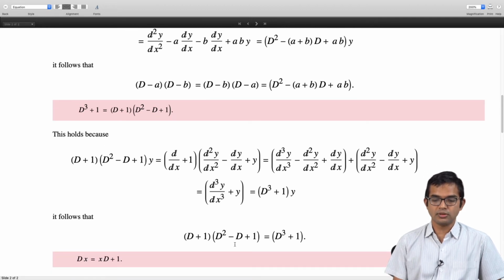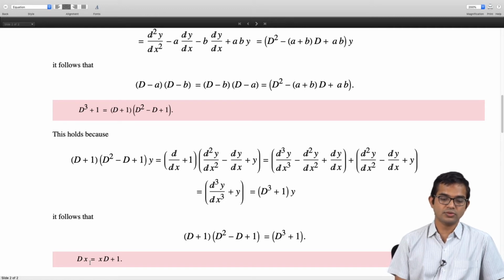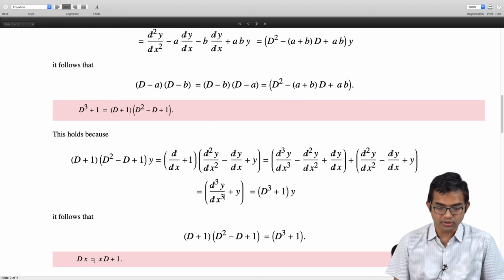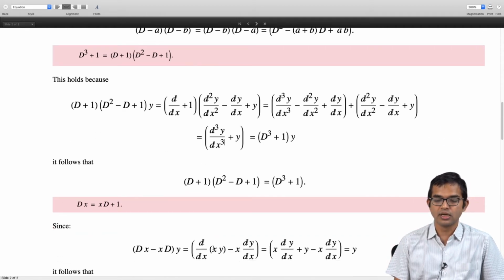Another interesting and useful property is this: when the operator D acts on x, if you change the order, x itself you can think of as an operator, just multiplication. Then xD and Dx are different. In fact you can show that Dx is equal to xD plus 1. So let's see how this works out. Let's operate with (Dx minus xD) on y. So Dx minus xD on y: you bring in y, so D must act on x times y.